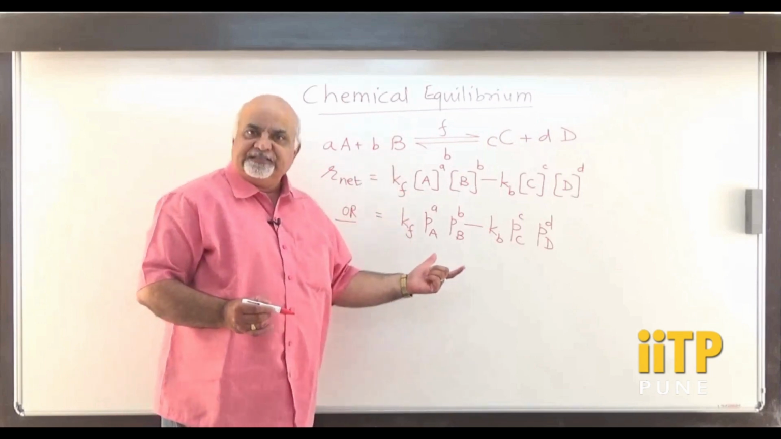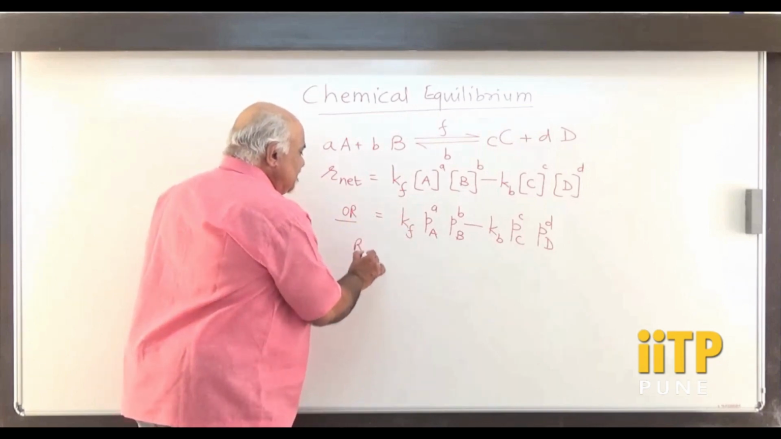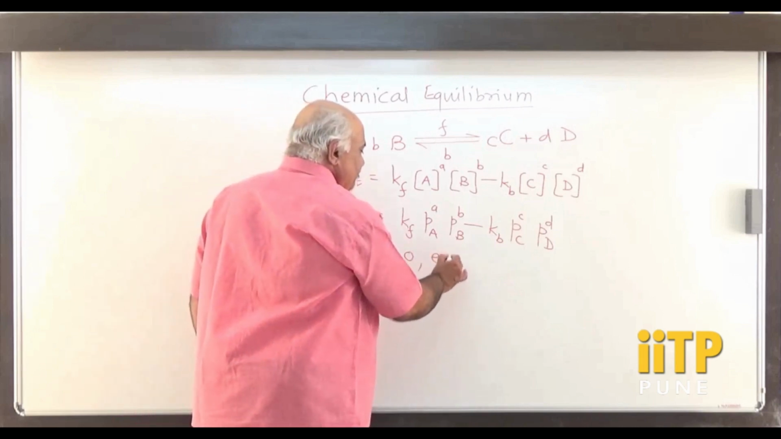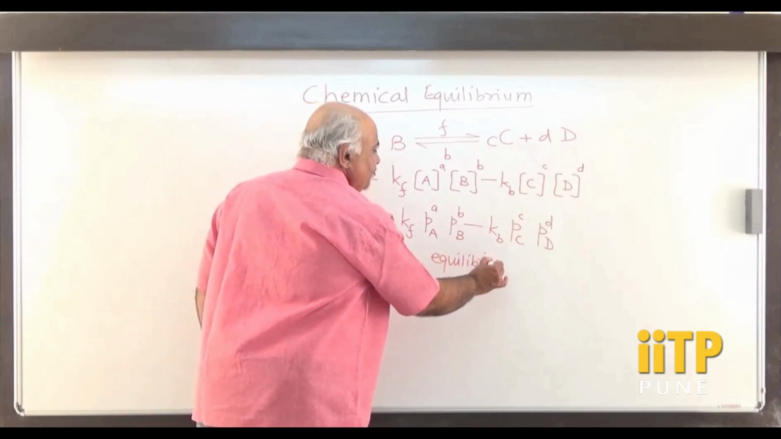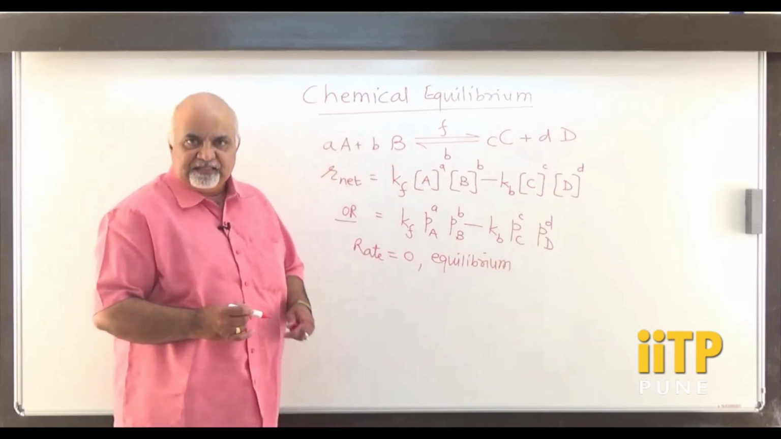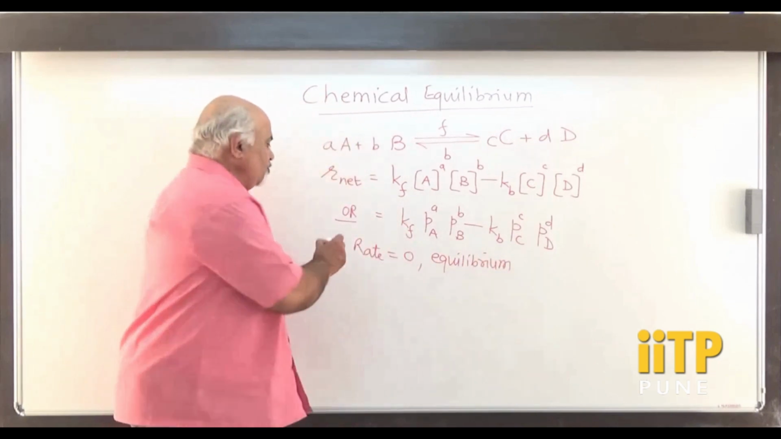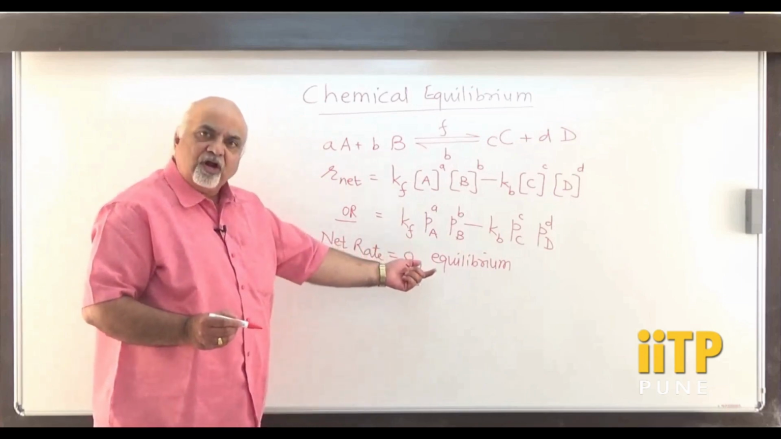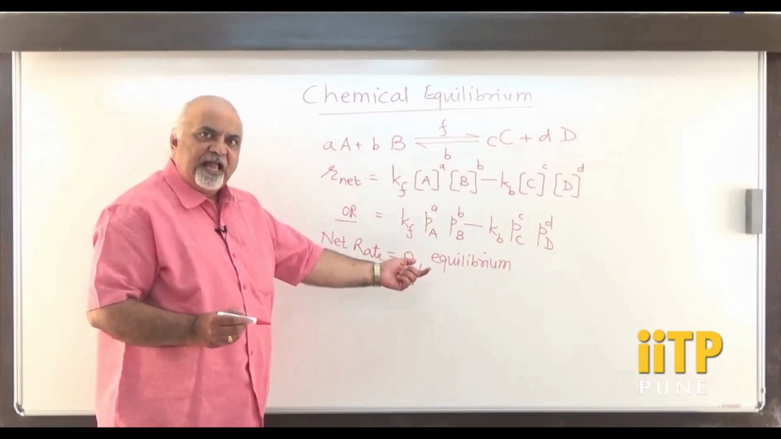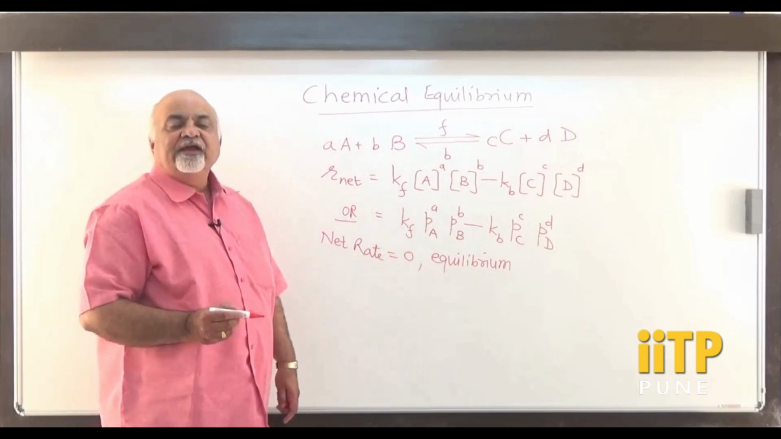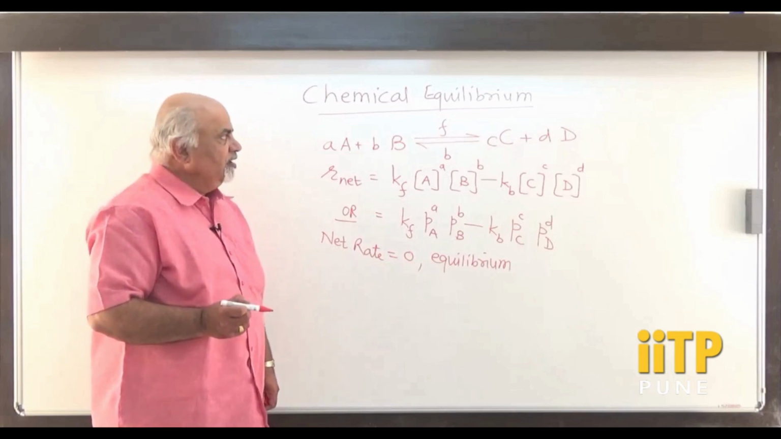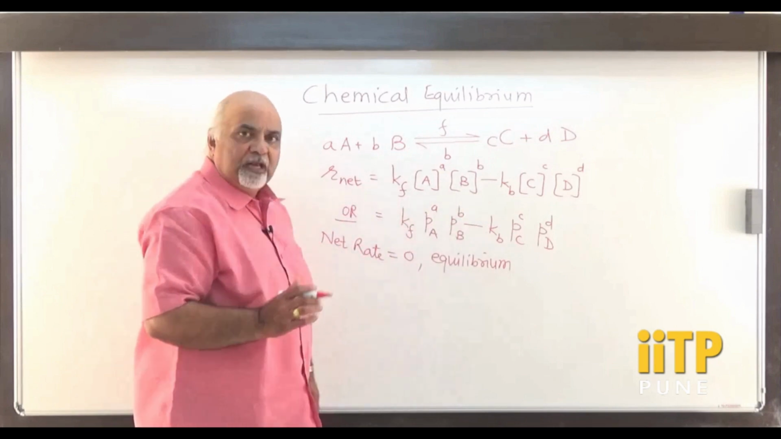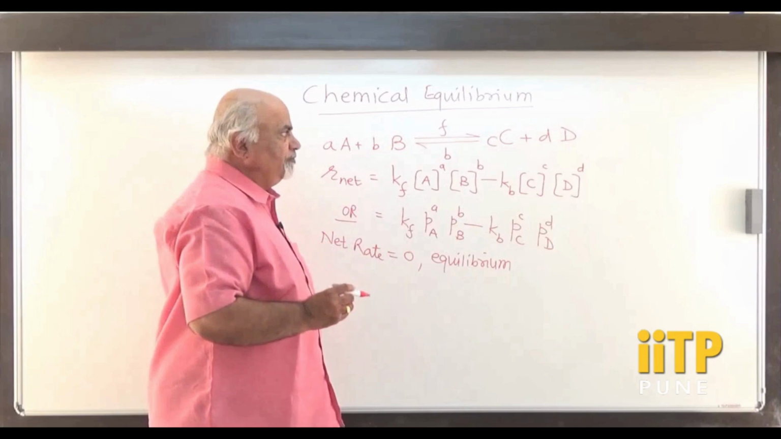Now at a particular point, this rate will be 0, and that is the point called equilibrium. Equilibrium is a state of balance. When the net rate becomes 0, we get a steady, stable condition of the reaction, and it is called equilibrium or chemical equilibrium, when the forward rate and the backward rate become exactly equal at a point.